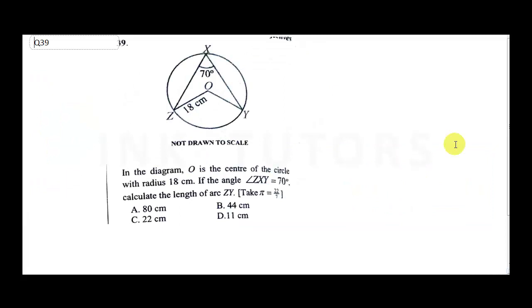Now question 39 says, in the diagram, O is the center of the circle with radius 18 cm, and if the angle ZXY is equal to 70 degrees, calculate the length of arc ZY. Now, this is the length of arc ZY. So this is the arc. To calculate the length of arc, it is given as theta over 360 times 2 pi r.